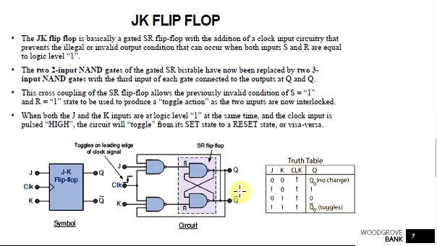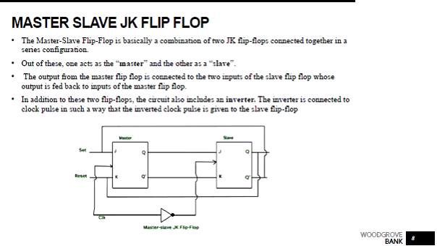In order to avoid these race around conditions, we introduce another concept called the master slave JK flip-flop. The master slave flip-flop is basically two gated SR flip-flops connected together in series, with the slave having an inverted clock pulse. The outputs Q and Q bar from the slave flip-flop are fed back to the input of the master. So this is the master JK flip-flop and this is the slave flip-flop.